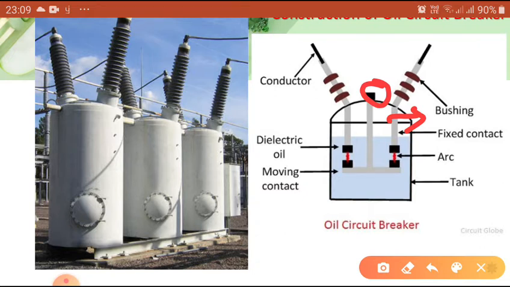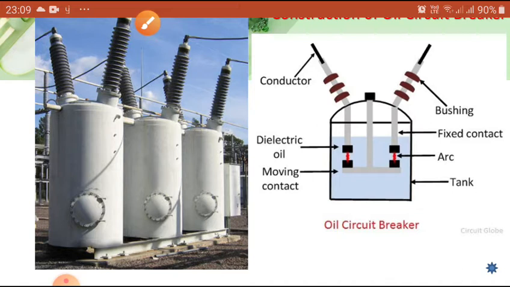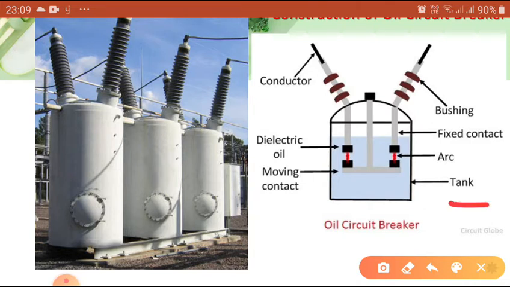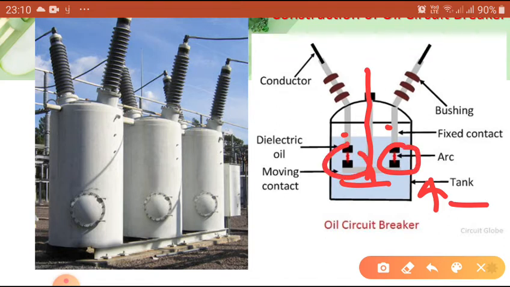So this is the construction. What is inside? You can see it is a metallic tank. Here you can see a moving rod mechanism, which we can lift upward by the outer mechanism, and this is the oil, the dielectric oil. This is the fixed contact. The upper one is the fixed contact. This is a double break system, this is one break and this is the other break.